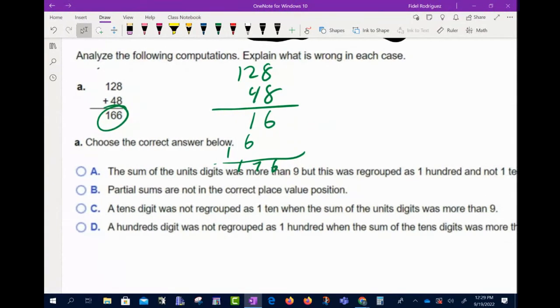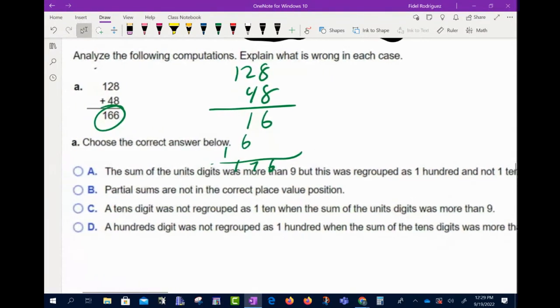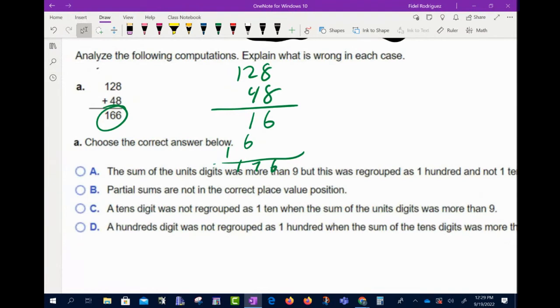So it's the sum of the unit digits was more than 9, but this was regrouped as a 100, not a 10. Well, if they were to regroup it as 100, then what that would have meant, y'all, is that this one here would have fallen on that side, and that's not what we did because we didn't get a 266. So I know part A is not one of my options, right? Okay, part B says partial sums are not in the correct place value position, and it doesn't even look like they did partial sums. Okay, so I'm going to scratch B.